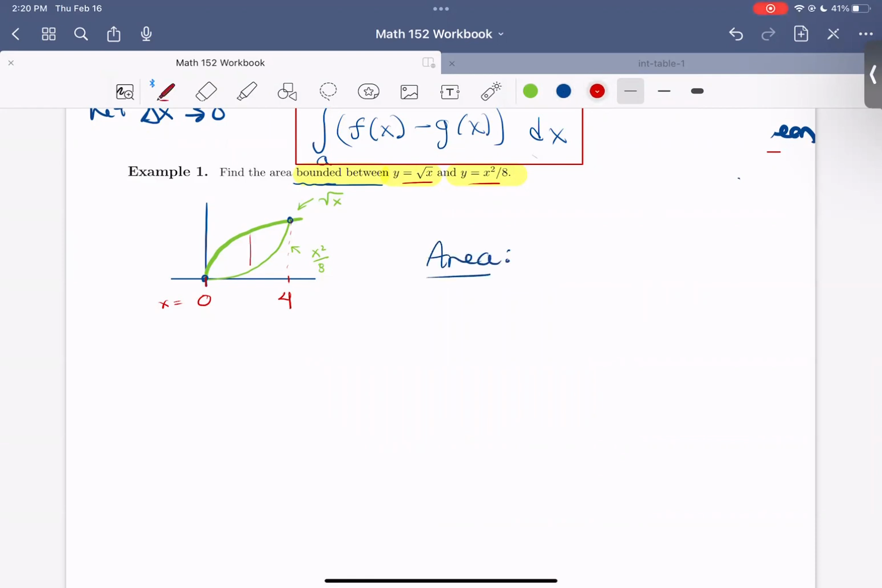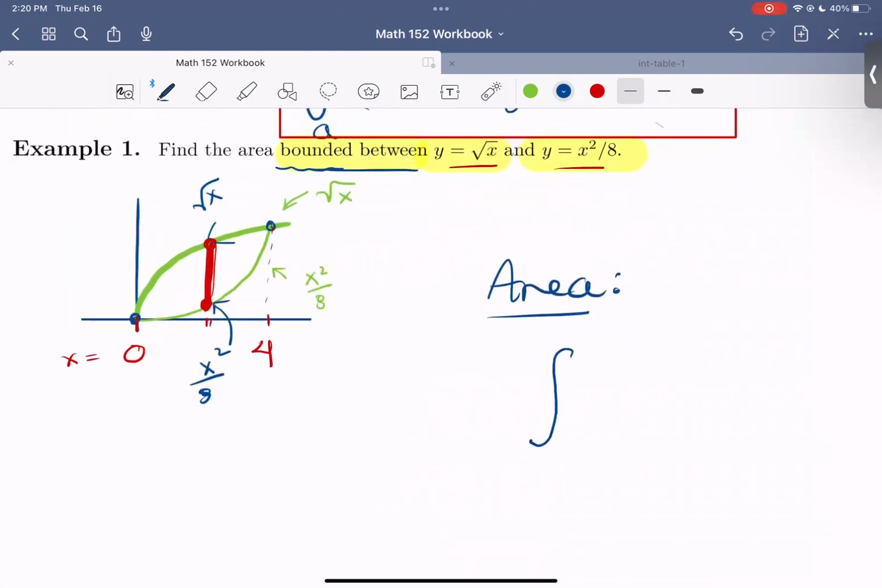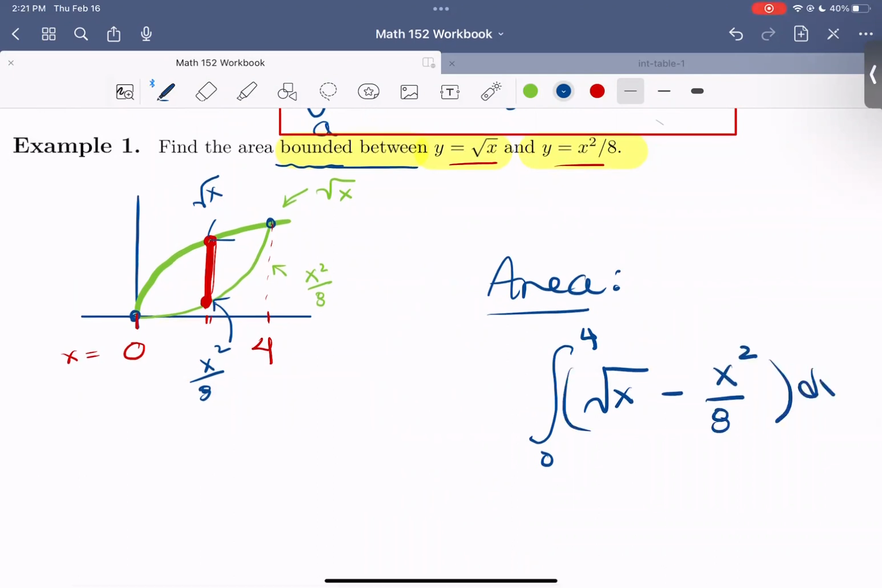So I'm going to draw a little helper line here. I'm going to chop up my x-axis. And how would I measure this rectangle that we're going to use to cover the area? Well, the top function here is root x, and the smaller one is x squared over 8. So to compute the area, I'll use the integral from 0 to 4 of root x, that's my larger function, and then subtract away x squared over 8. And then I need to remember my dx.